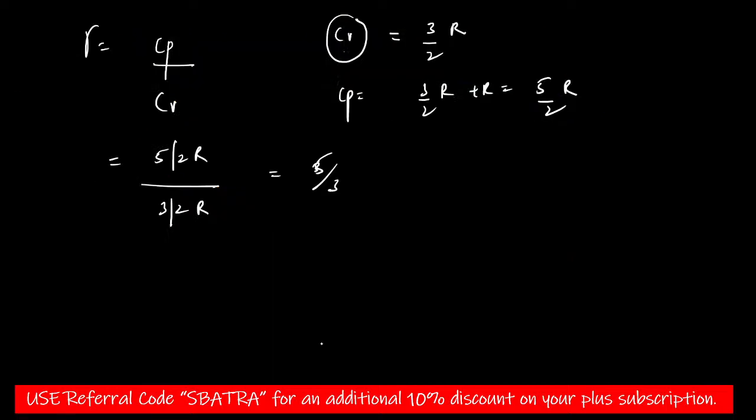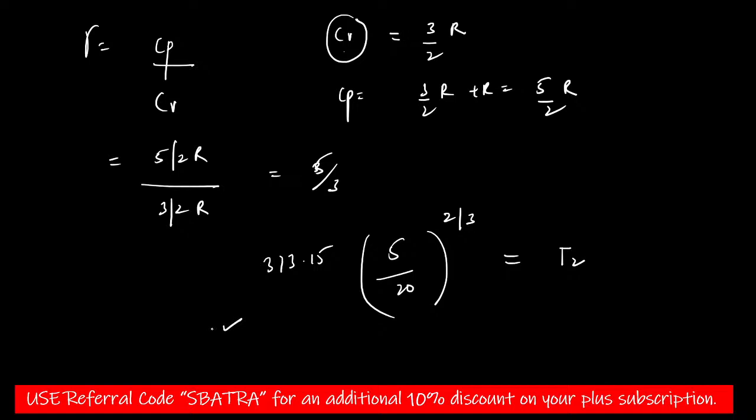Now you can substitute the values. We have 373.15, then we have 5 divided by 20, raised to 5 by 3 minus 1, that is 2 by 3. What is the value of temperature you are getting after solving? This is the expression, 373.15 into (5 by 20) raised to the power 2 by 3. This is how you can find your final temperature. Now just calculate it and tell the correct value.